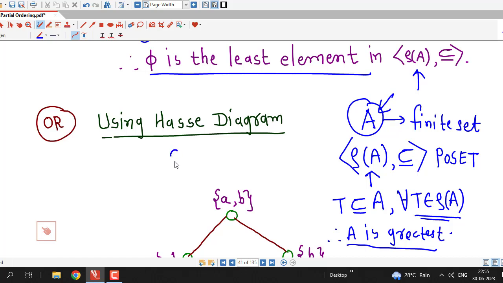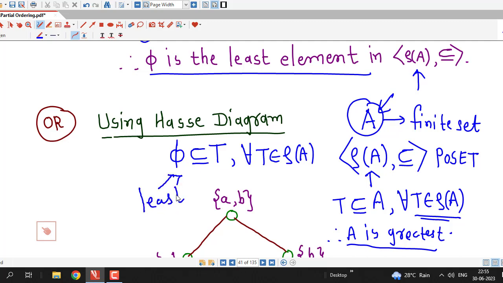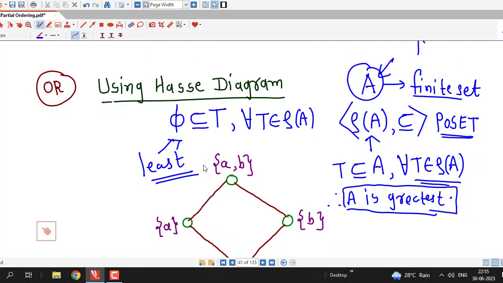And the same thing for the empty set. If we take the empty set, then the empty set is a subset of T for any T in the power set of A. So the empty set is going to be the least element. So remember this general result also. If we have capital A as a finite set and suppose we have a partially ordered set which is the power set of A with inclusion relation, then the greatest element of this partially ordered set is the set A and the least element is the empty set.